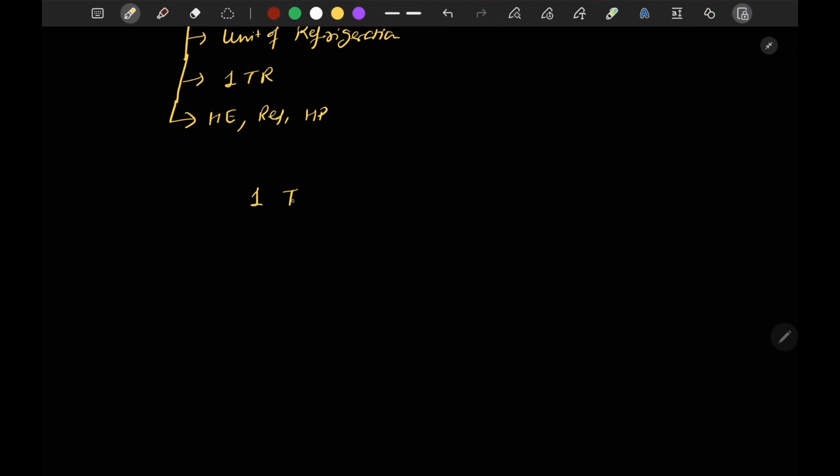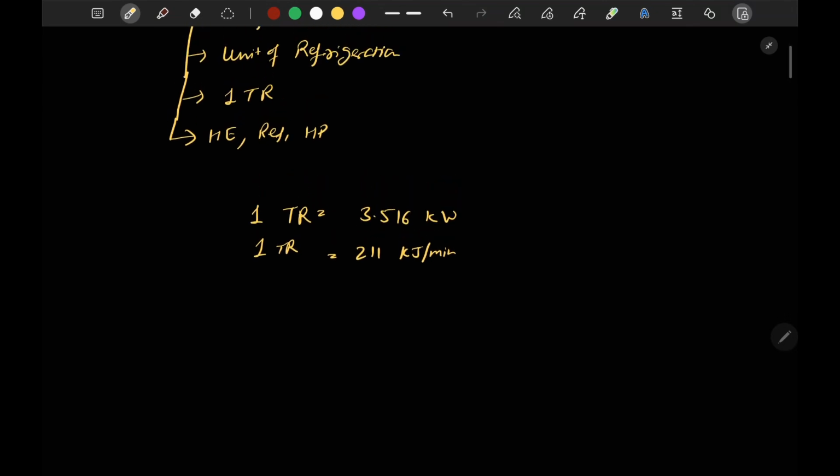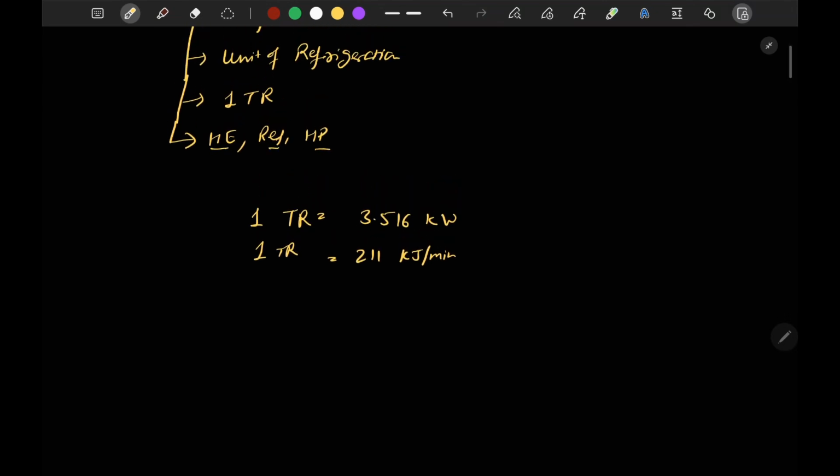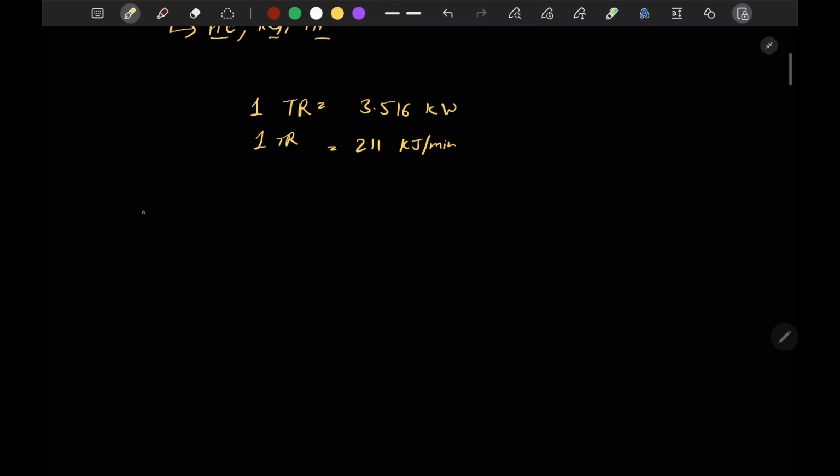So we know that 1 TR is equal to 3.516 kilowatt. We can also say 1 TR is equal to 211 kilojoule per minute. So this is the definition. This is our 1 TR value. Next, in case of heat engine, refrigeration, and heat pump, we have seen the efficiency formulas.